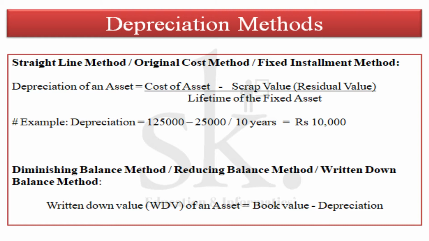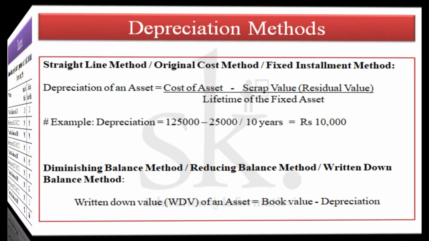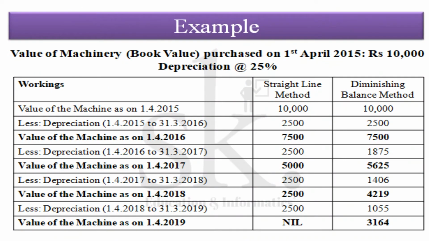On the other side, the diminishing balance method is also known as the reducing balance method, written down balance method or written down value method. It is calculated on WDV, which is written down value, that is book value minus depreciation every year. Let's understand both the methods with reference to an example. It's given that the value of the machinery, that is the book value, purchased on 1st of April 2015 is rupees 10,000, and the depreciation rate is 25%. We will do a comparative study of both methods, straight line as well as diminishing balance method.